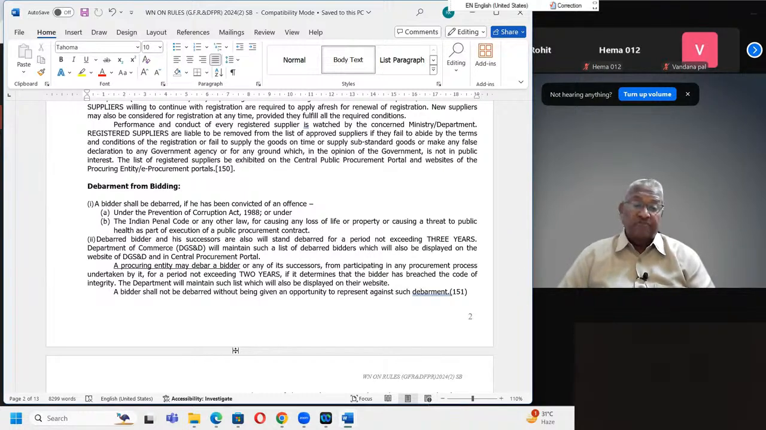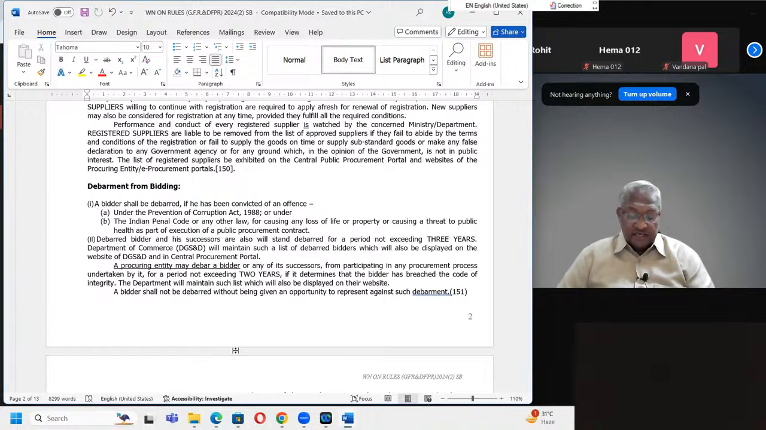If they have breached the code of integrity, are not worthy in integrity, so that they cannot be trusted, some such case has been made. Then in that case, these suppliers can be debarred for 2 years. The department will maintain such a list and put it on the website also.